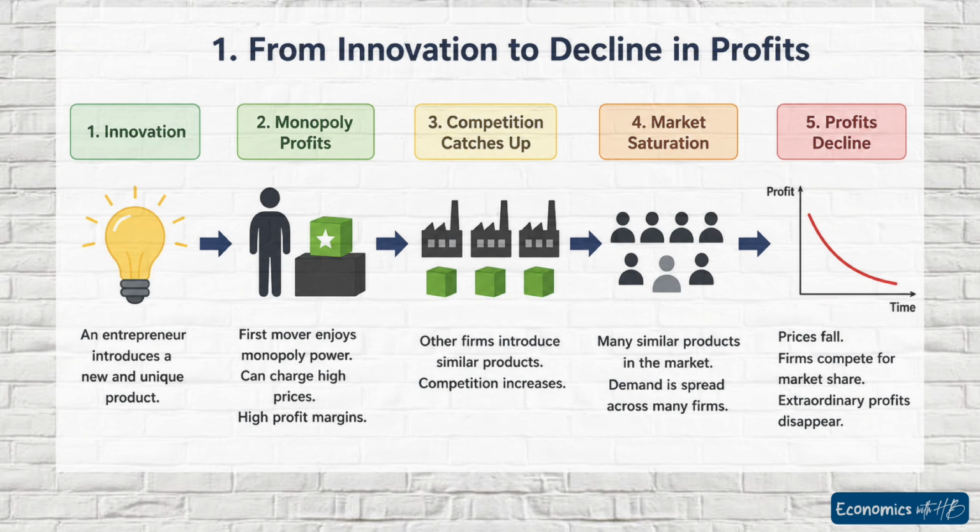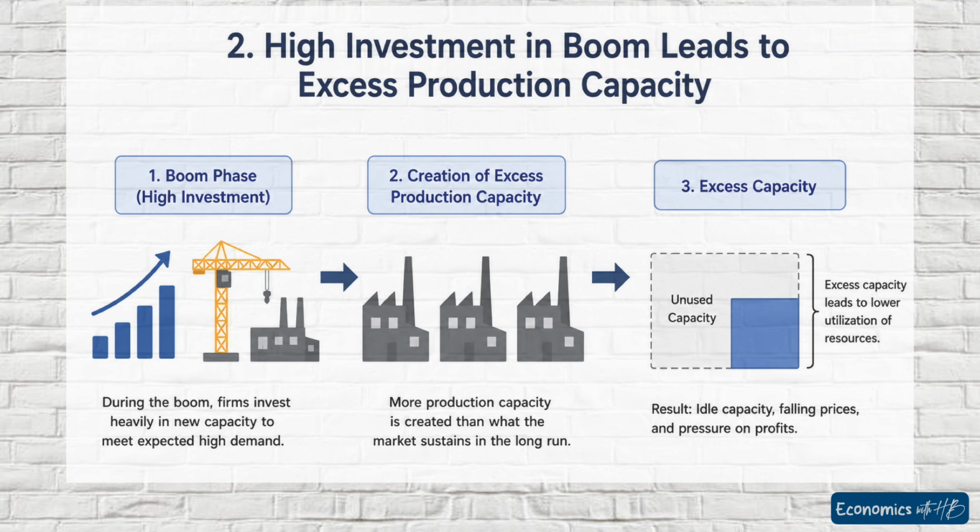As competition catches up and other firms start providing similar products, markets head towards saturation and firms start competing for a share in profits. Prices begin to fall and the initial extraordinary profits begin to disappear. Also during the boom phase, because the investments are generally high, it leads to the creation of excess production capacity. When the boom is in full swing, demand is rising day by day, then investors put in a lot of money to expand capacity to meet that demand. This over capacity now becomes a headache, because now demand has fallen and our excess capacity has become idle.